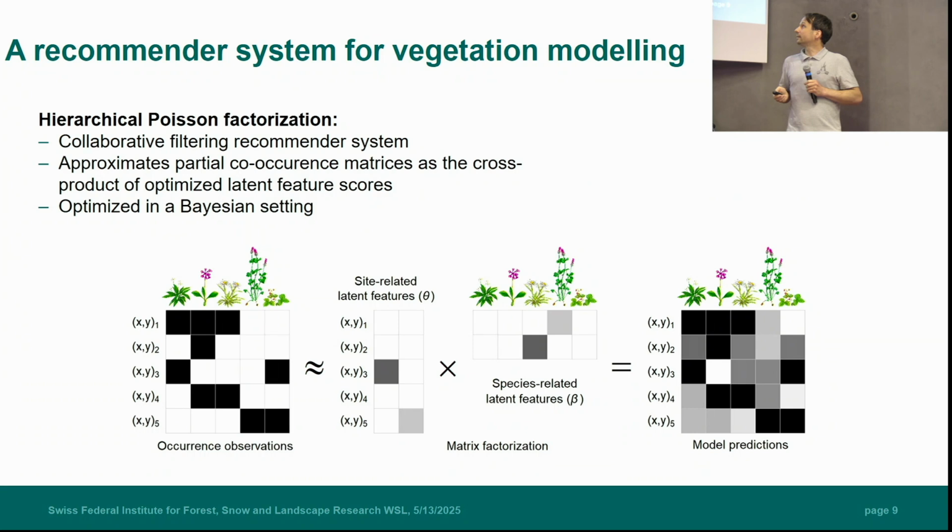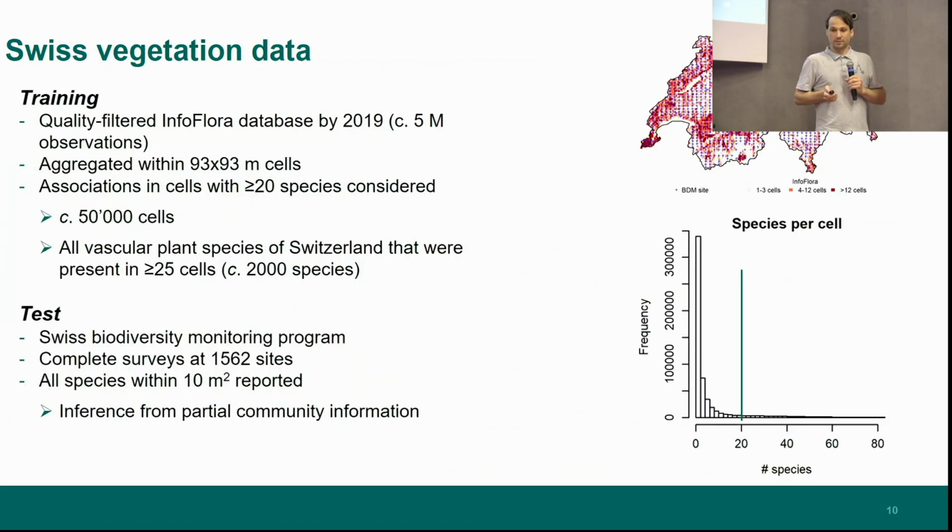So we applied this approach to Swiss vegetation data. As training data, we used the entire database of the Infoflora data center, that's the official data center on plant data in Switzerland. So we had about 5 million observations by 2019. And those are mainly opportunistic observations of citizen scientists. There are some survey data from authorities going in there as well.